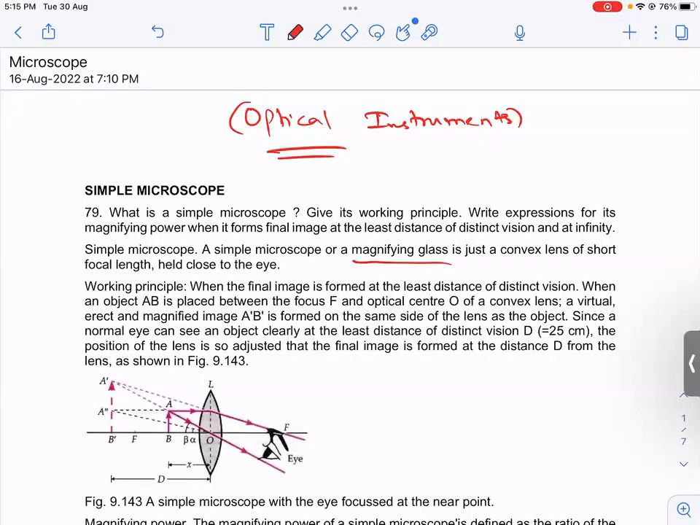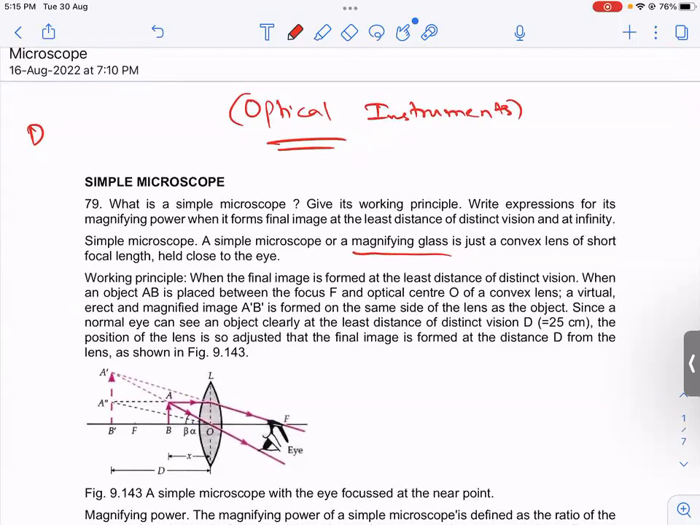So which is written as capital D. So what do you call capital D? Near point is already known to you, no doubt with that. But what is the other name I told you? It's called the least distance of distinct vision, LDDV.